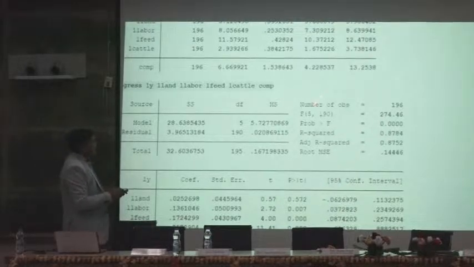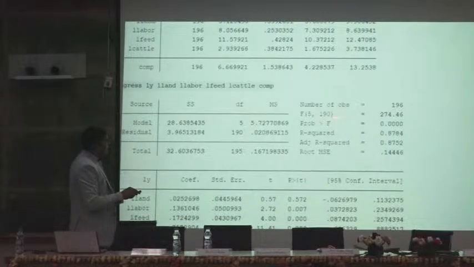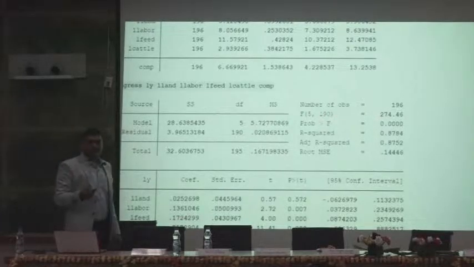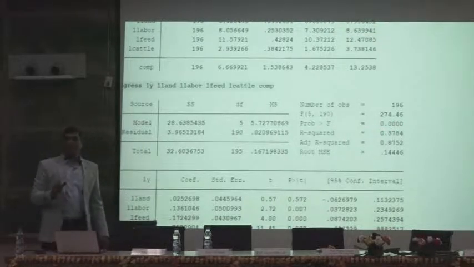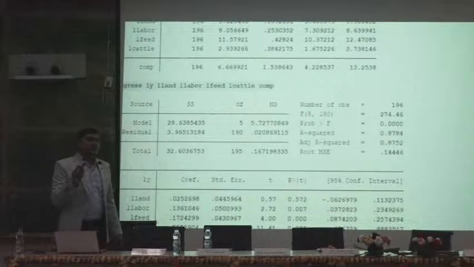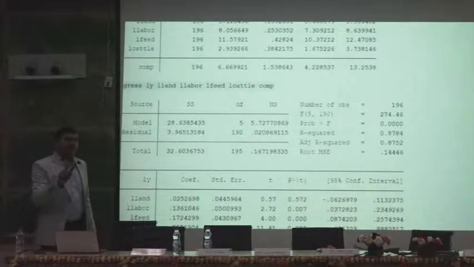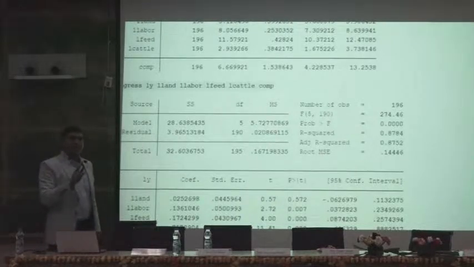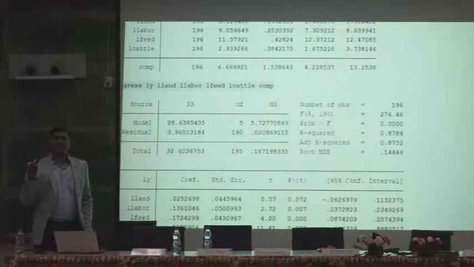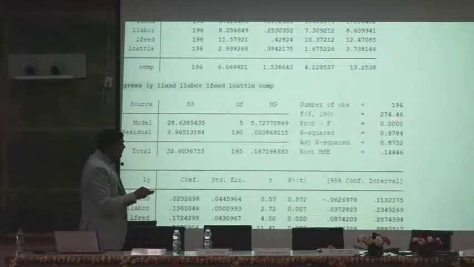To check the overall significance, there are two ways. One way is to compare this value with the critical value. Another is the p value. This is the p value, and this p value must be less than 0.05 if your level of significance is 5%. If your level of significance is 1%, then you have to check it with 0.01.